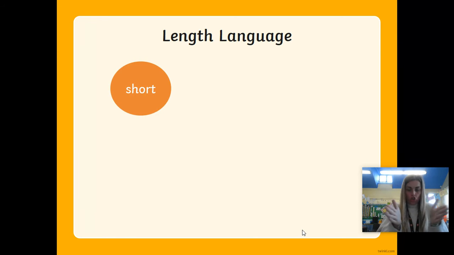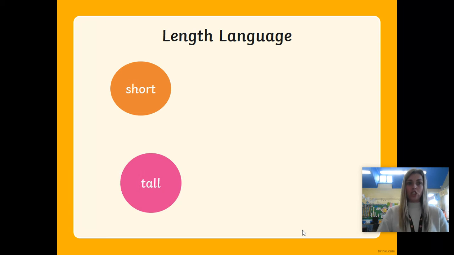So there's short, so short length. You would be shorter than me when we're looking at height, yeah? So with length, there is tall. Miss Davis is very tall, isn't she? Maybe if we would grow a sunflower, it would become very tall. Jack and the Beanstalk is very tall.